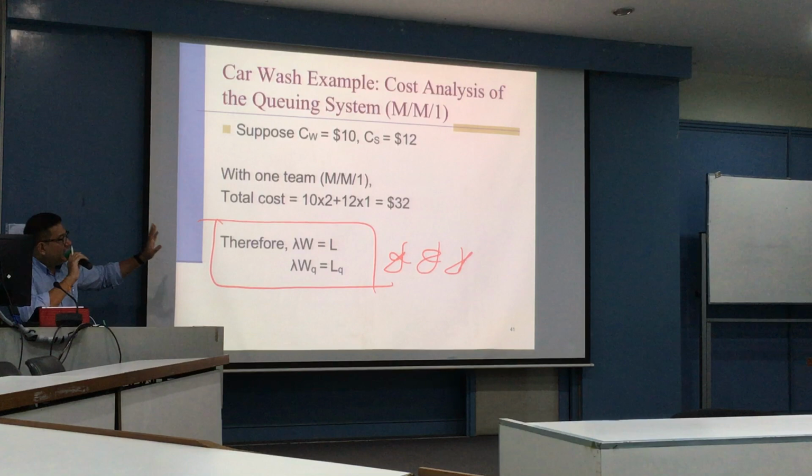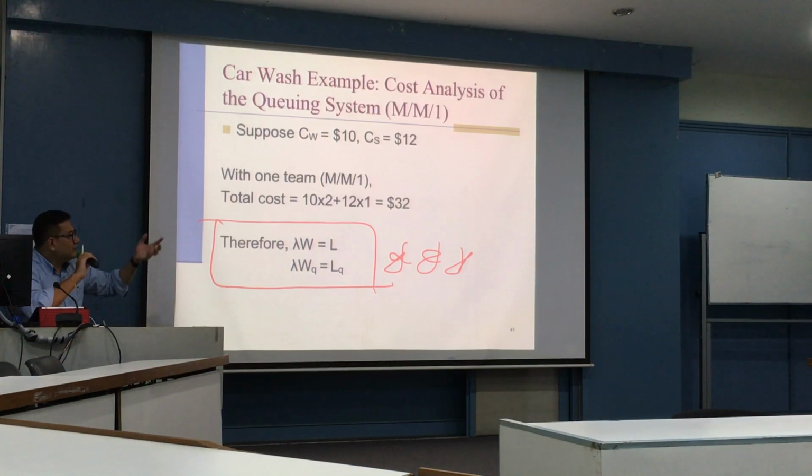This is very useful in the case that when you analyze the system and you get L or LQ first, there's no need to find W or WQ. If you want to find the waiting cost, you just use L or LQ multiplied with CW, then you get the waiting cost. Okay, so this is the M/M/1 model.